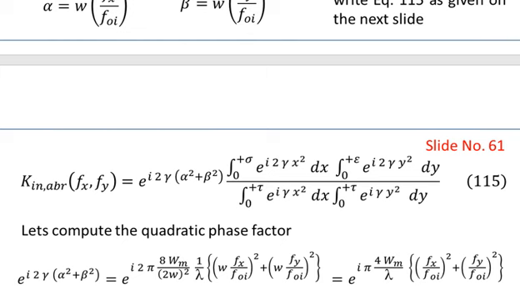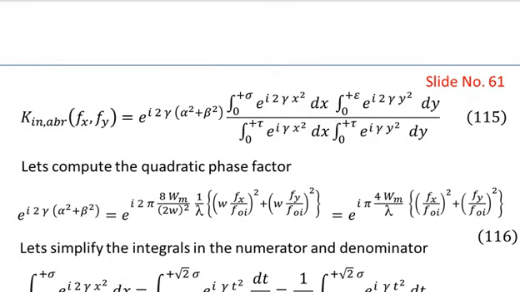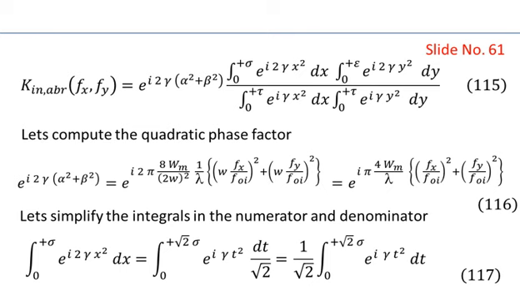So let's compute. We have a constant term outside these integrals, so let's compute this constant term first, substituting the value of alpha square and beta square as in equation number 116, and simplifying that one we have obtained the term on the right hand side in equation number 116. And now let's simplify the integrals in the numerator.